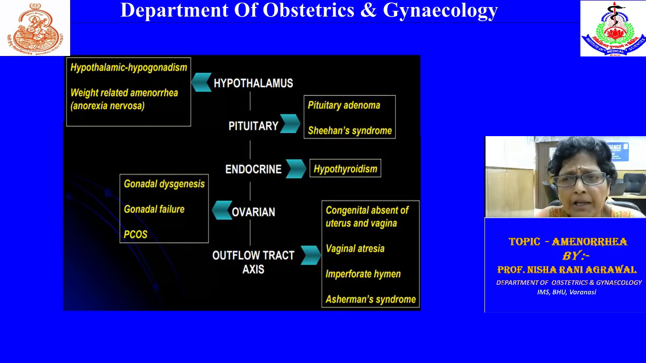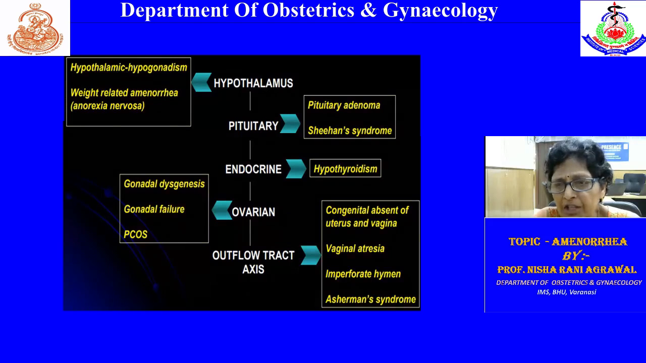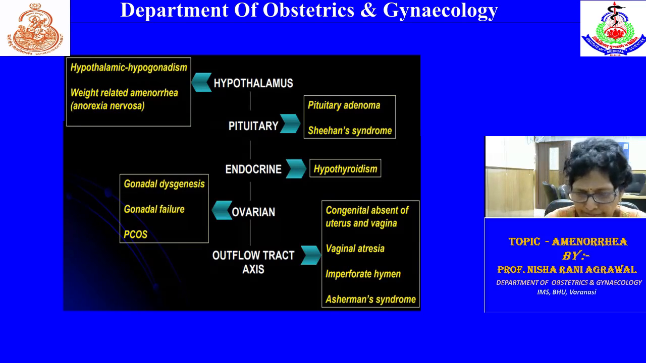Then endocrine, hypothyroidism or hyperthyroidism. In the ovarian compartment, gonadal dysgenesis, gonadal failure or premature ovarian failure or insufficiency, and PCOS or polycystic ovarian disease. Then in the outflow tract, congenital absence of uterus and vagina, vaginal atresia, imperforate hymen, and Asherman syndrome.